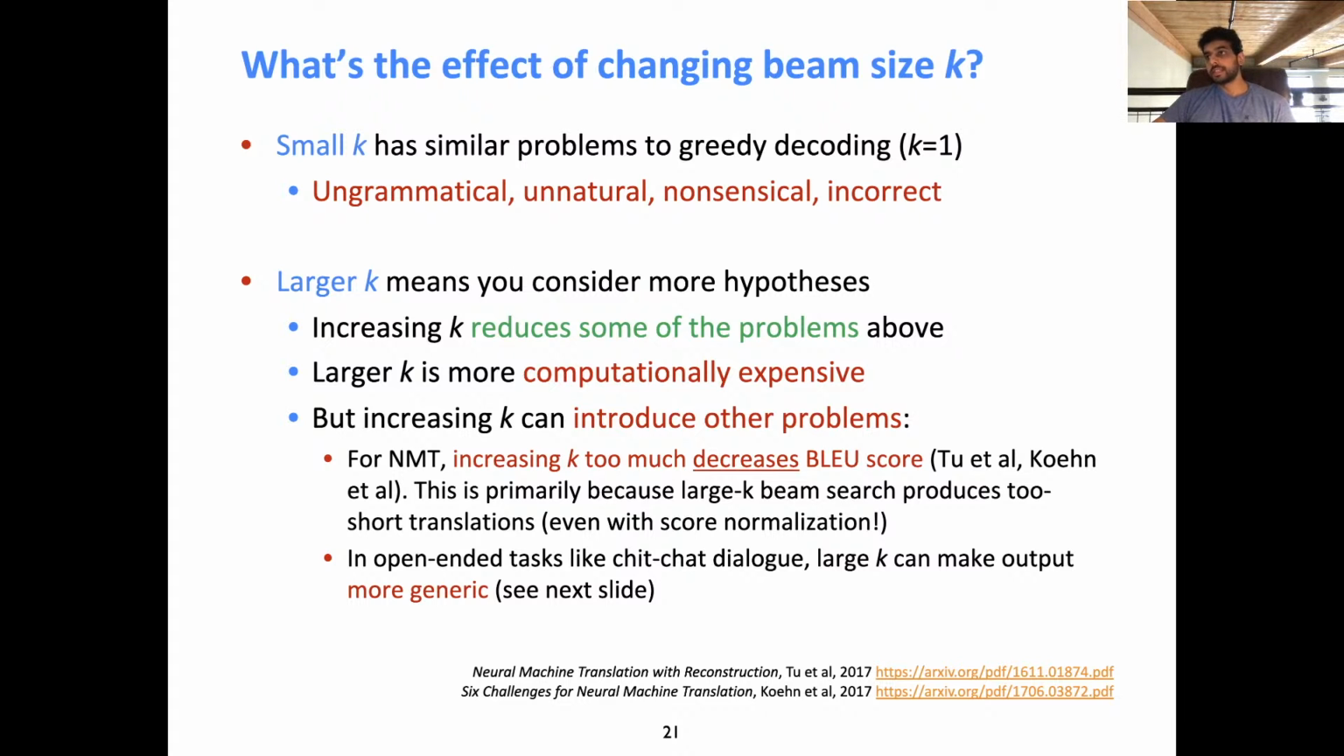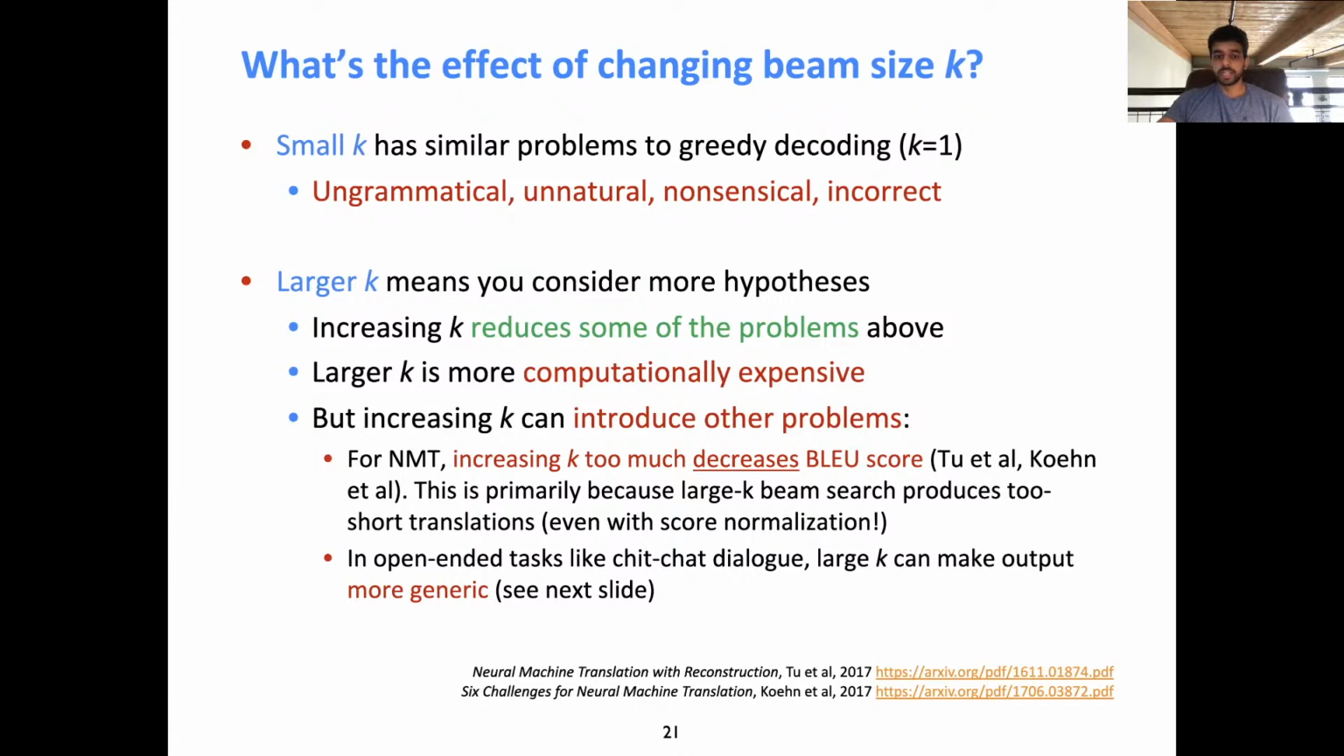But this doesn't work out in either machine translation or in these more creative text generation tasks. In machine translation, there have been several papers that show that at some point, if you increase your beam size too much, the BLEU score, which we're going to talk about later, the measure that we have of translation quality, decreases. A lot of this is due to the bias of beam search to favor short translations. And it's hard to get rid of that even with some sort of length normalization.